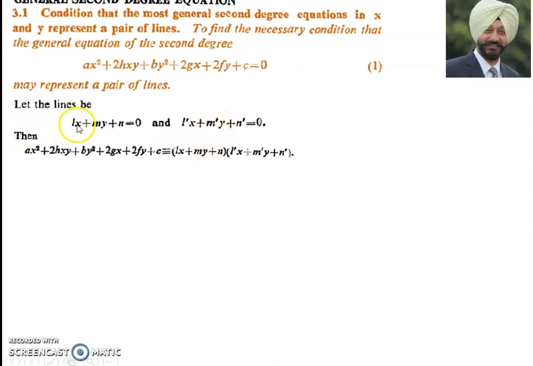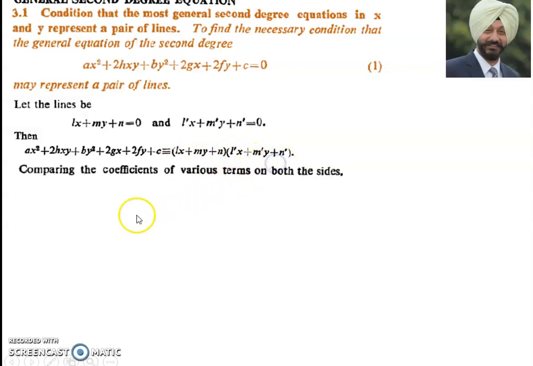Then this general equation is equivalent to the product of these two linear equations, lx plus my plus n into l dash x plus m dash y plus n dash. On comparing the coefficients of various terms on both sides, the coefficient of x square is ll dash. That means a is equal to ll dash, b is equal to mm dash, and c is equal to nn dash. So 2h is equal to lm dash plus l dash m, 2f is equal to mn dash plus m dash n, and 2g is equal to ln dash plus l dash n.